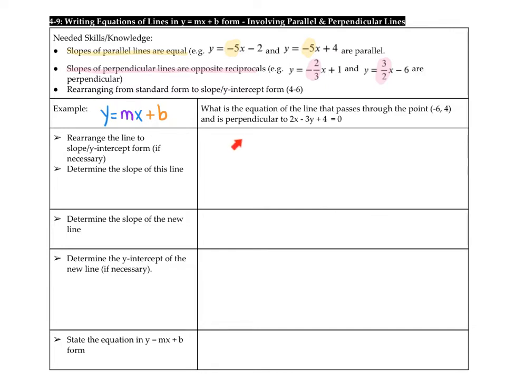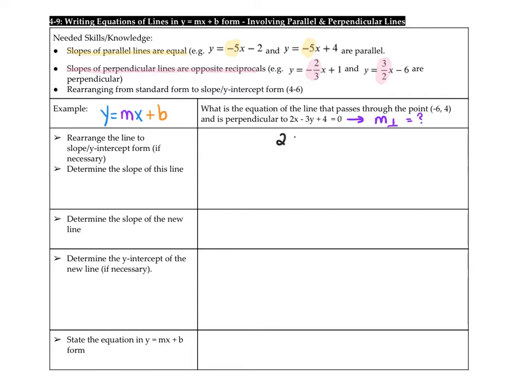What we know is that it has to be perpendicular to this line. So what we need is the perpendicular slope, that's m with the upside down t. We need to figure out what the slope of this line is, and then we get the slope of a perpendicular line. In order to find the slope of this line, because it's not in y equals mx plus b, you have to be able to rearrange it into slope y-intercept form. To do that, we're going to isolate y.